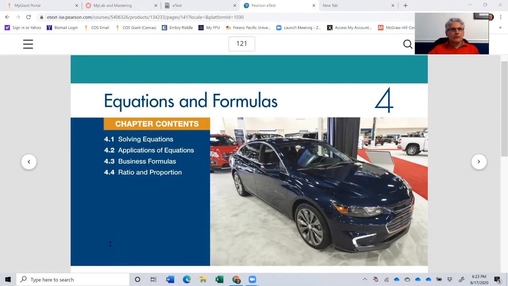We're going to move on to Chapter 4, Equations and Formulas. The contents include 4.1, Solving Equations, 4.2, Applications of Equations, 4.3, Business Formulas, and 4.4, Ratio and Proportions.